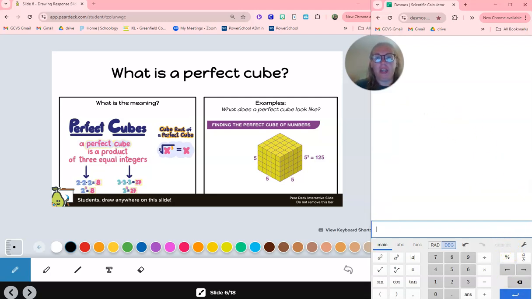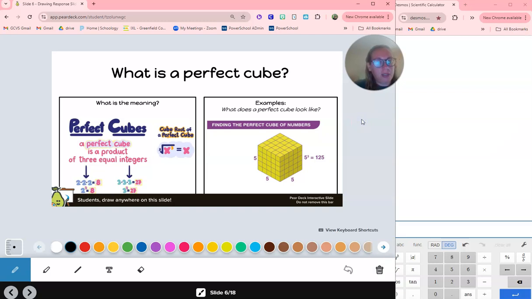And then we're going to go and look at our perfect cubes next. So a perfect cube is a product of 3 equal integers. When we're cubing something, we think of a dice like a cube has. A typical standard dice has length, width, and height. It has 3 dimensions. That's why it's called a cube. So we're taking a number and multiplying it by itself 3 times.